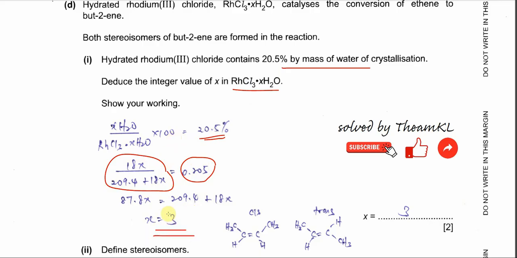So this is a standard calculation to get the water of crystallization. Of course, you can use another ratio that is in the mark scheme, but normally we will follow this. This is a standard calculation.